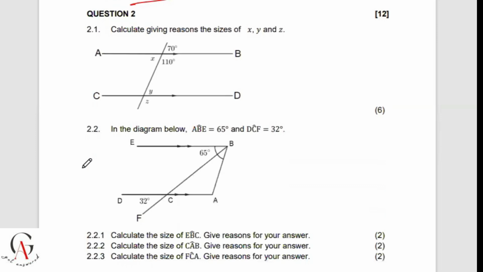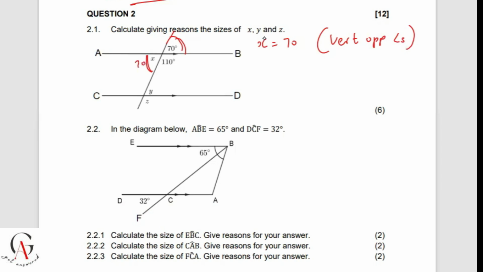Then question number 2. They want me to calculate, giving reasons, the size of X, Y, and Z. So these are parallel lines, okay? First things first. If this is a 70, we know that X is also going to be a 70. So I'll say X is a 70. A reason: those are vertically opposite angles. So this is the statement, and this is the reason.